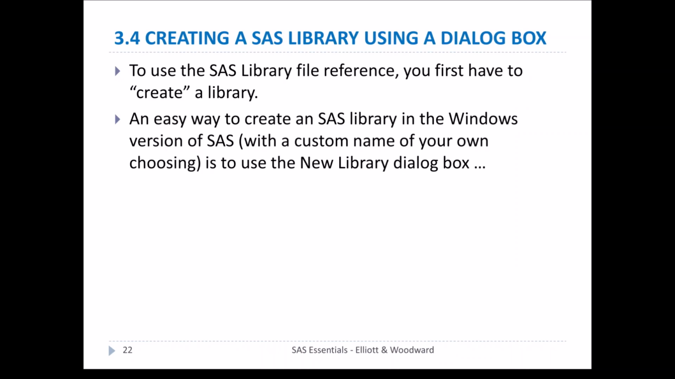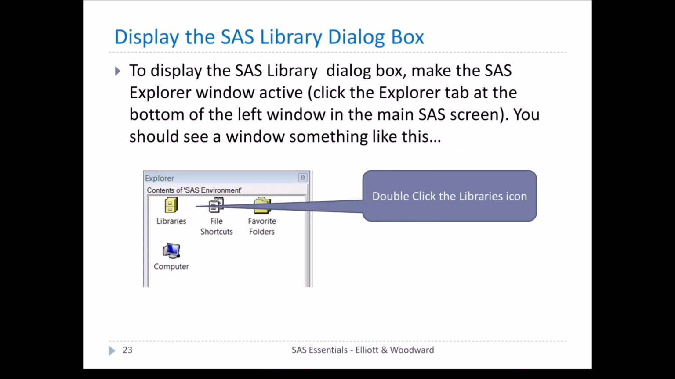Now, I like this version of creating a SAS library because you can create a permanent SAS library, as we're going to see. So an easy way to create this SAS library in Windows version of SAS is to use what's called the New Library dialog box. To display the SAS library dialog box, make the SAS Explorer window, that's the one on the left window. Click on the Explorer tab at the bottom of the left window in the main SAS screen, and you should see a window that looks something like this. It may not look exactly like this, but it should have a library icon in it, as you see here, libraries.